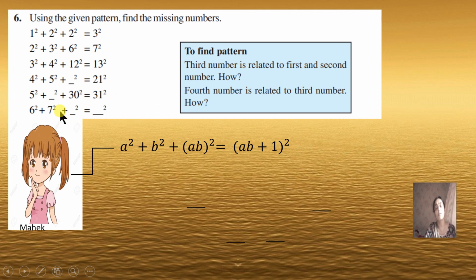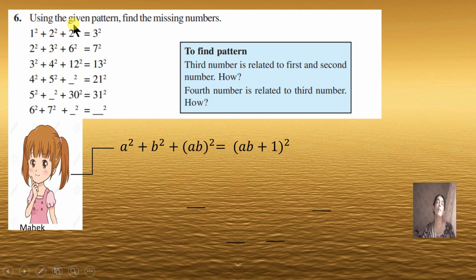Now the pattern we see here is, see here. What is the relation of the first and the second number with the third number? We know that the product of the first and the second is the third number. The result of the product of first and second will give you the third number. So 1 into 2 is equal to 2.